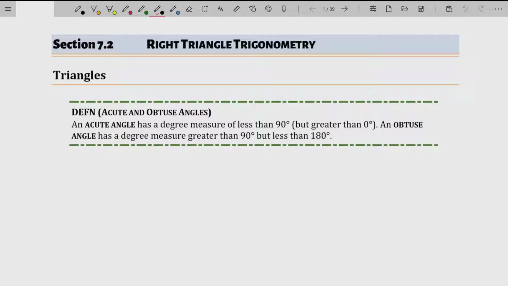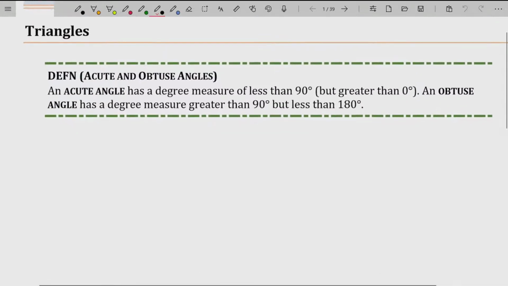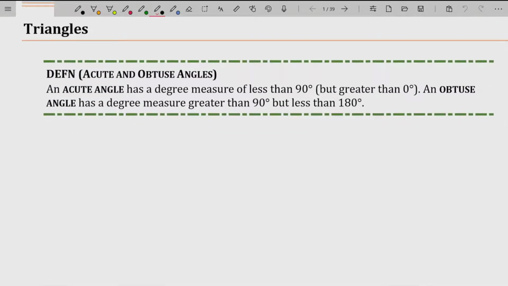So let's talk about triangles in general. And all of these terms or phrases that we're going to be using will be used throughout your trigonometry course. So it's good to kind of refamiliarize yourself with them here. So what are acute and obtuse angles? We'll start there first before we talk about triangles.